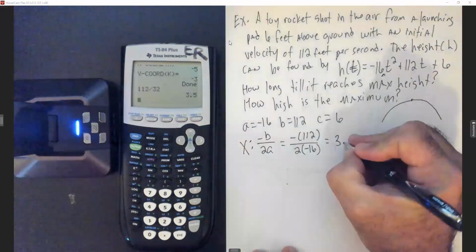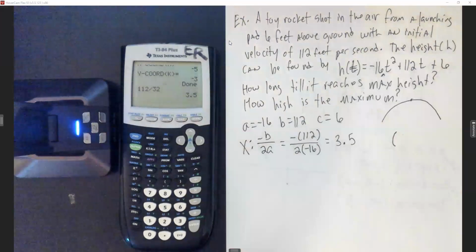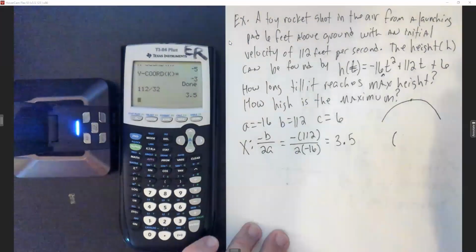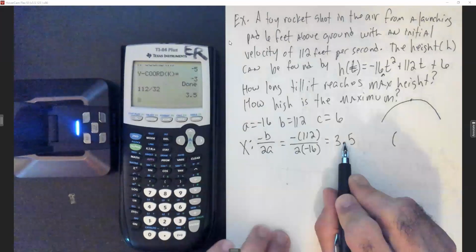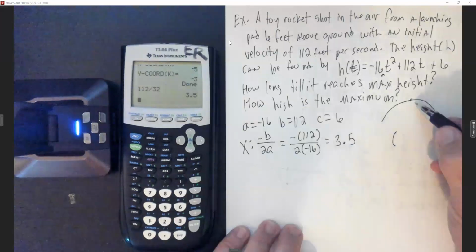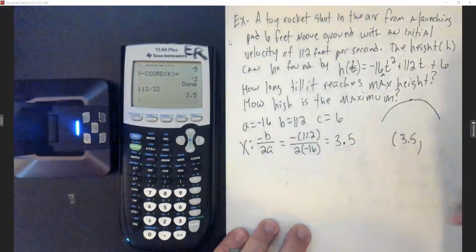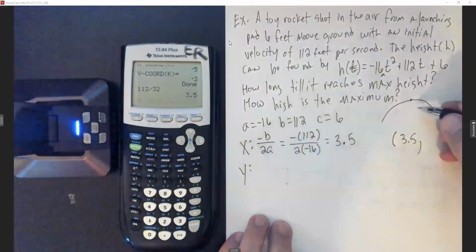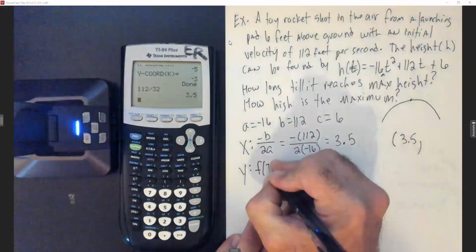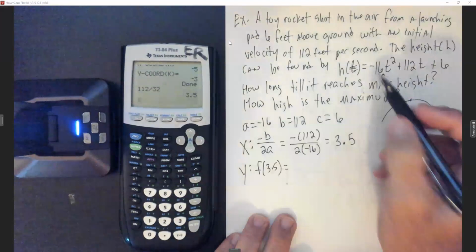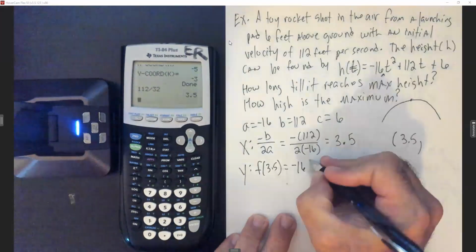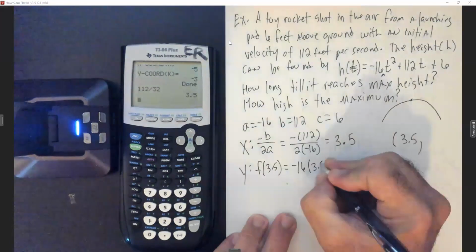Okay, now this will actually take the decimals, which means 3.5 seconds is all it took for my little rocket to reach its maximum height. So now I'm going to find what that height is, which means I'm going to find f of 3.5. So take my equation, negative 16 t squared, where t is 3.5 squared, plus 112 t, which is 3.5, plus 6.